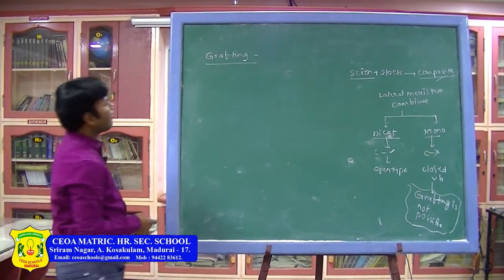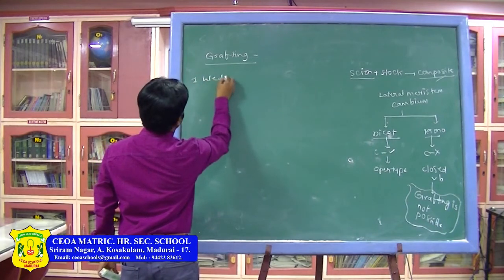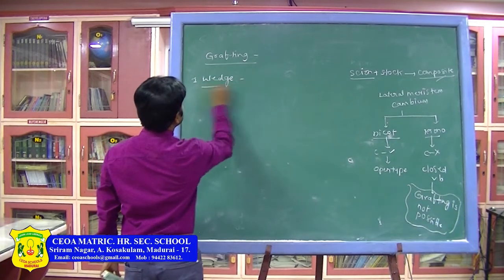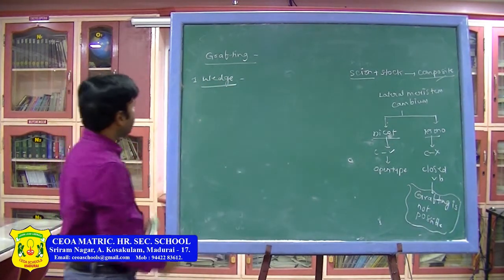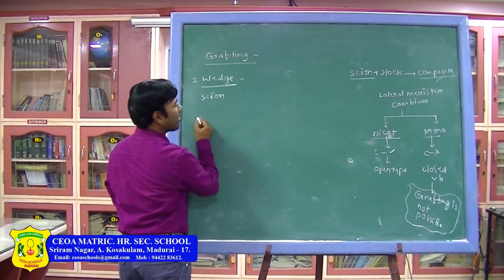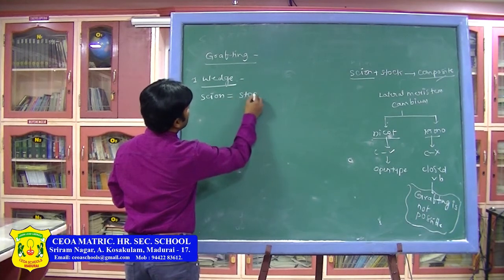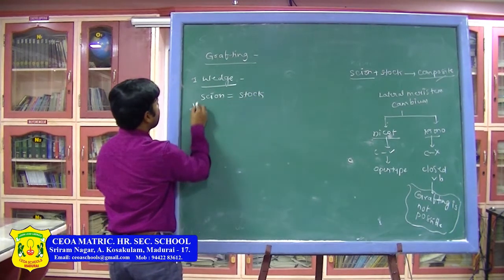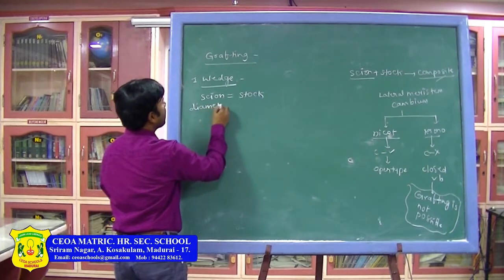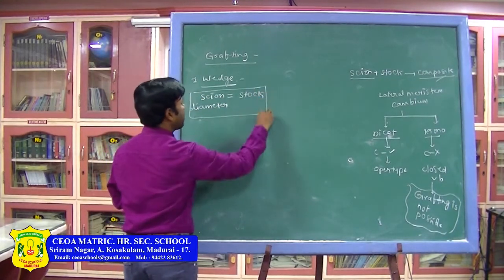Different types of grafts. First one is wedge grafting. What is the first one? Wedge grafting. Here in the wedge grafting, the diameter of the scion always equals the diameter of the stalk. Let us write here, diameter: scion diameter always equals the stalk diameter.